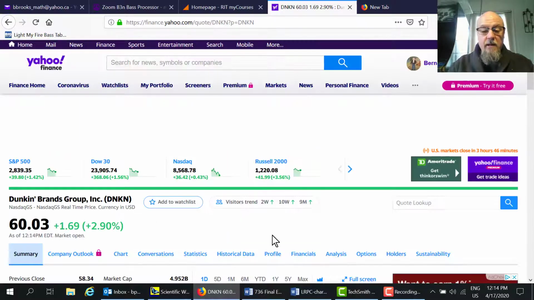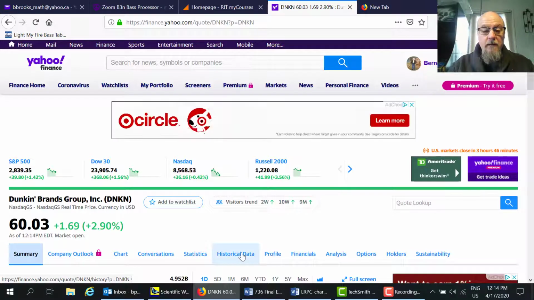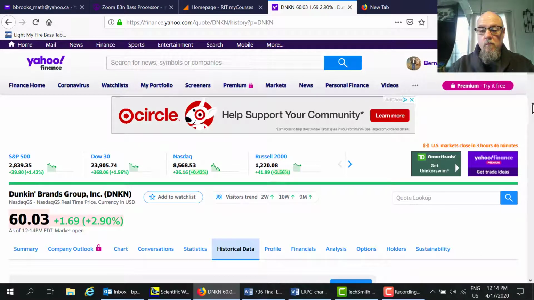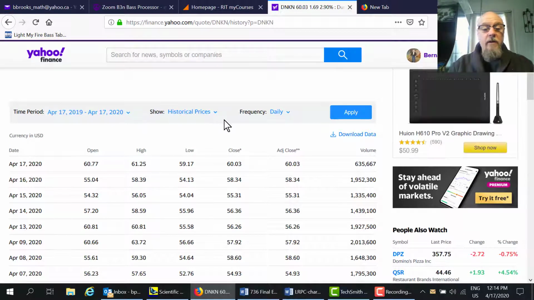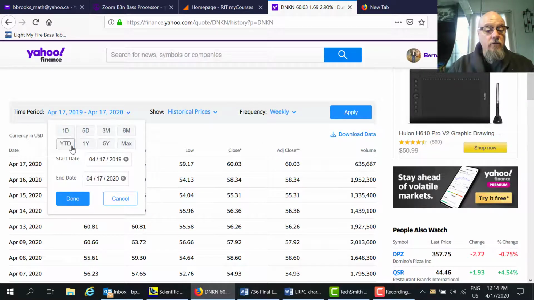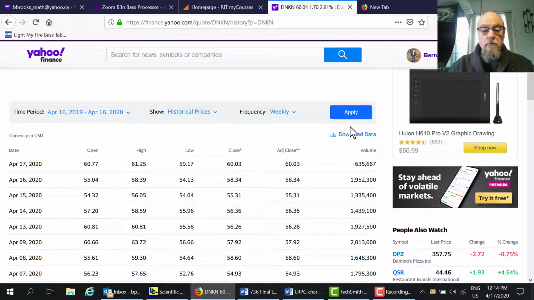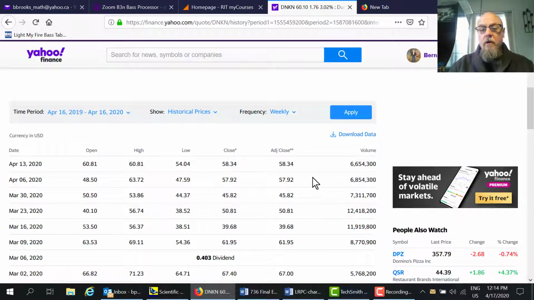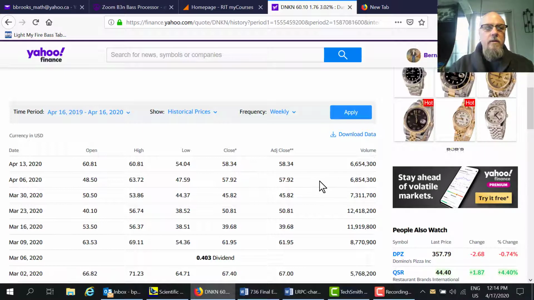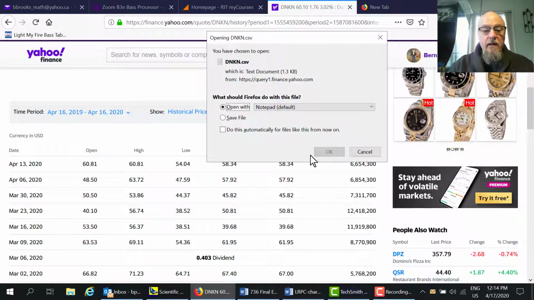Now, let's get our historical data. And now I've also got a decision. What do I want? I'm going to choose weekly, and I'm going to choose a year. Of course, I would get different numbers for the sigma and for the correlation if I chose a different timeline, right? Let's open the data.